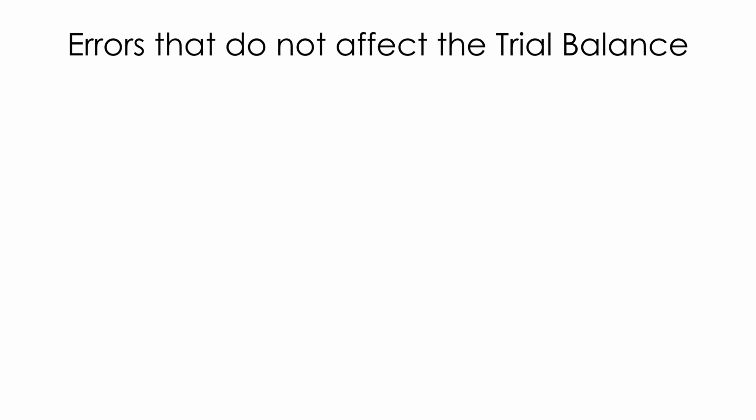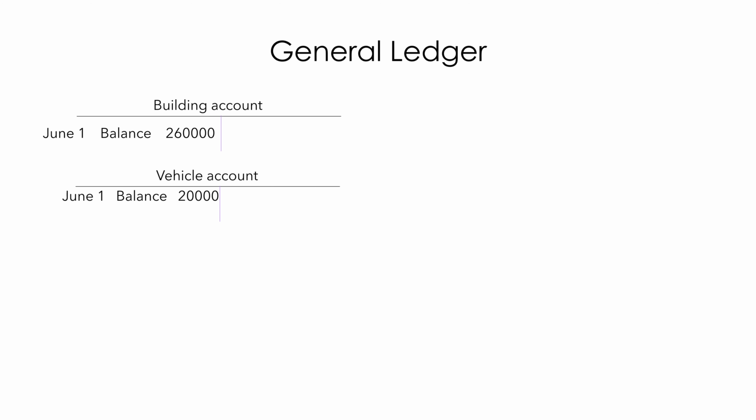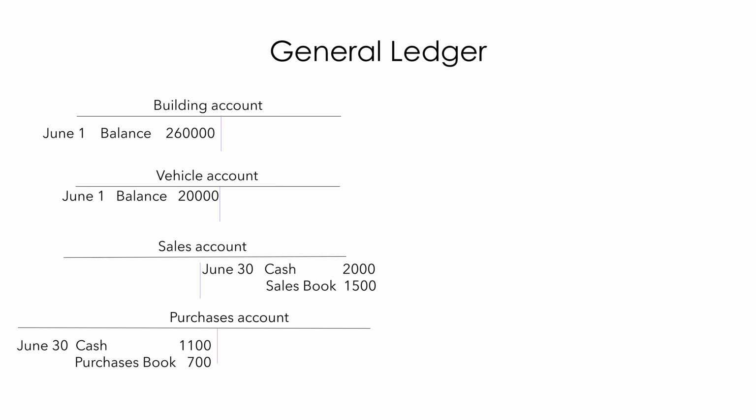Errors that do not affect the trial balance. Errors that do not affect the trial balance are corrected in the general journal, and you can check your ledger entries to see exactly where the error occurred.